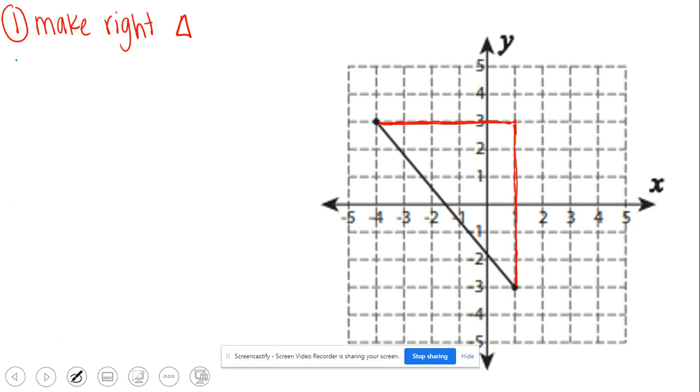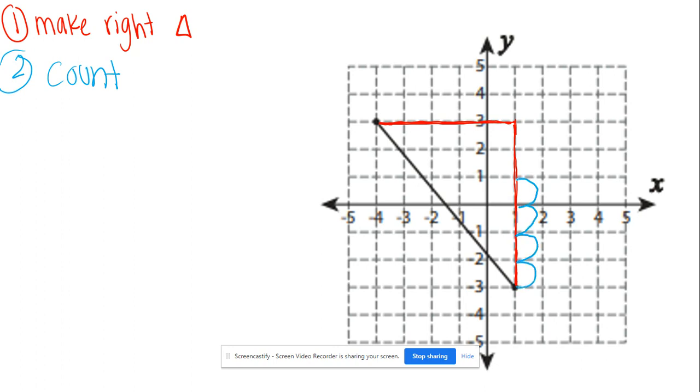Step 2 is to count. You want to count how many away is that? Kind of like slope. So 1, 2, 3, 4, 5, 6. This is 6, and over here we got 1, 2, 3, 4, 5. So remember, these are our legs, so this is also side A and side B, meaning what our distance we're trying to find is C.